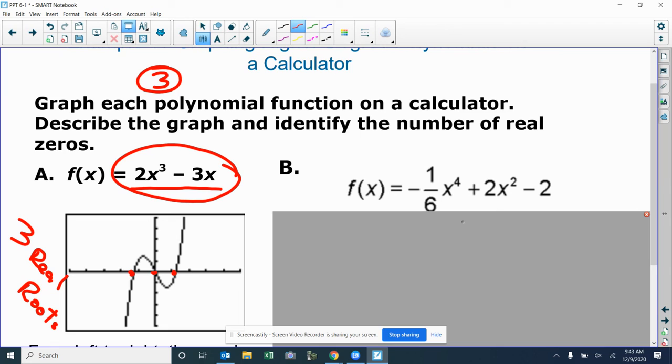Now, if it would only cross once, you would say 1 real root, then you would know the other 2 are going to be what? Imaginary roots, okay? They would be imaginary roots. So watch your cross methods. Now, what's the degree of this B? It is degree of 4. So we're either going to have 4 real roots or some number under that, okay?